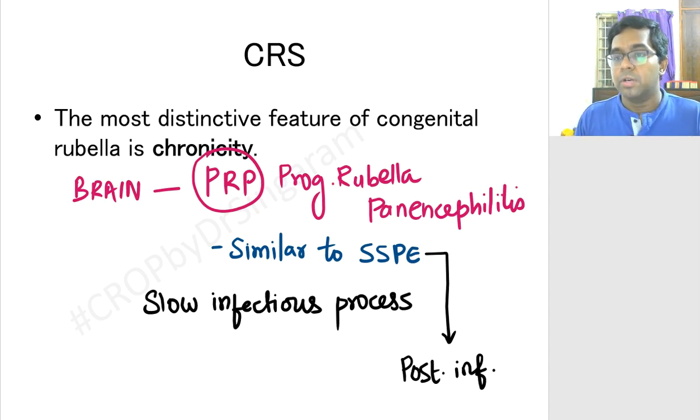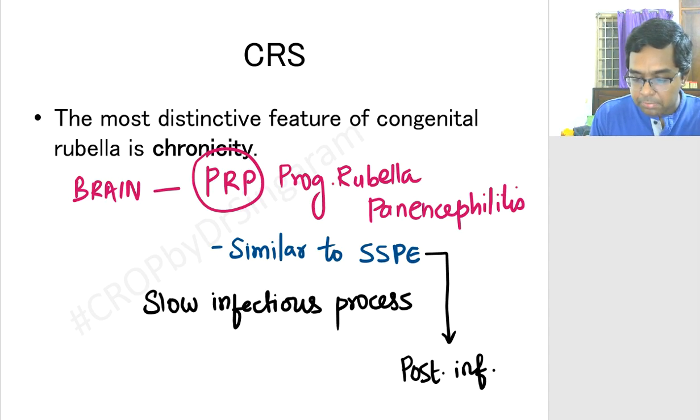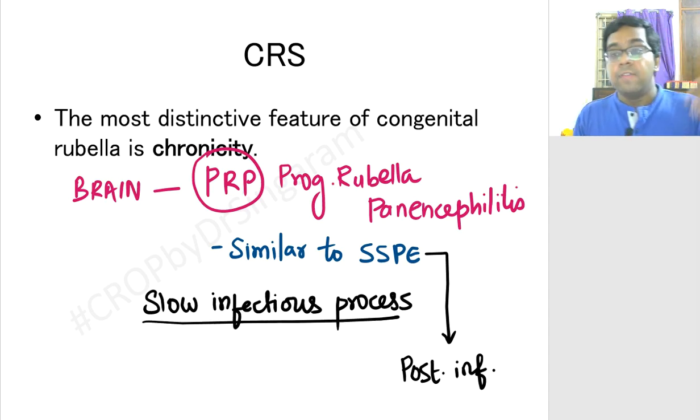Why is this distinction important? Because if you have a patient with progressive rubella panencephalitis, you can isolate the virus from the affected brain tissue. Whereas in SSP, you cannot isolate the virus from the brain tissue. Instead, you will have evidence of only IgG antibodies, right? But in progressive rubella panencephalitis, you can isolate the virus from the affected brain tissue. So that is why I'm emphasizing this word. Slow infectious process is progressive rubella panencephalitis, whereas SSP associated with measles is a post-infectious process. This point needs to be remembered very clearly.